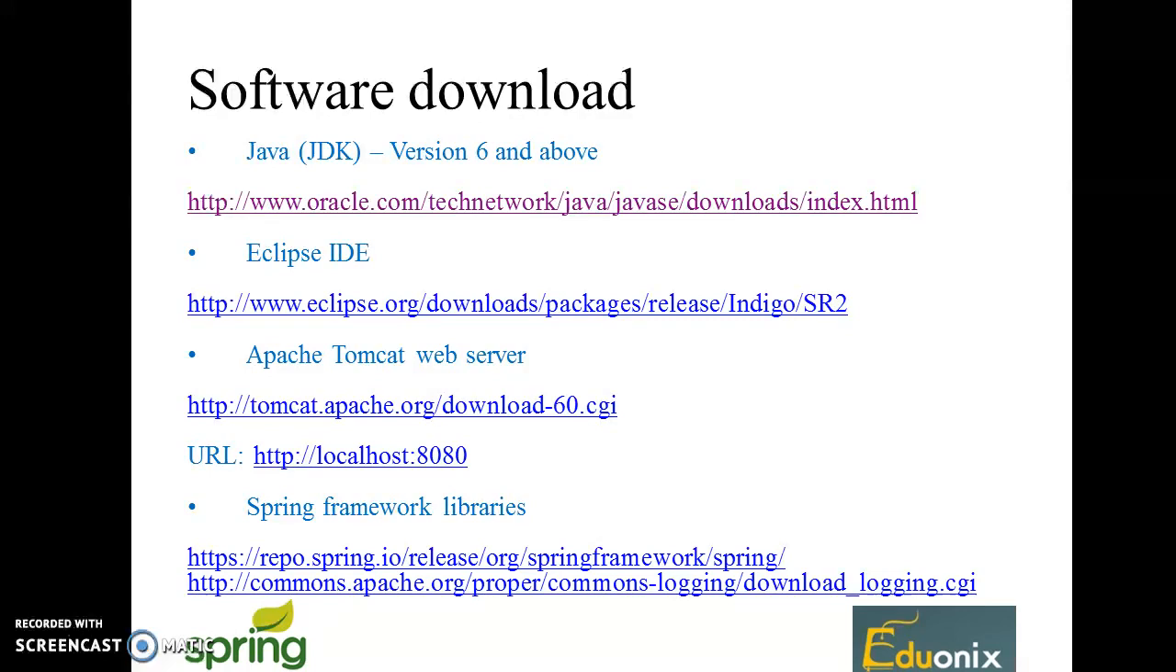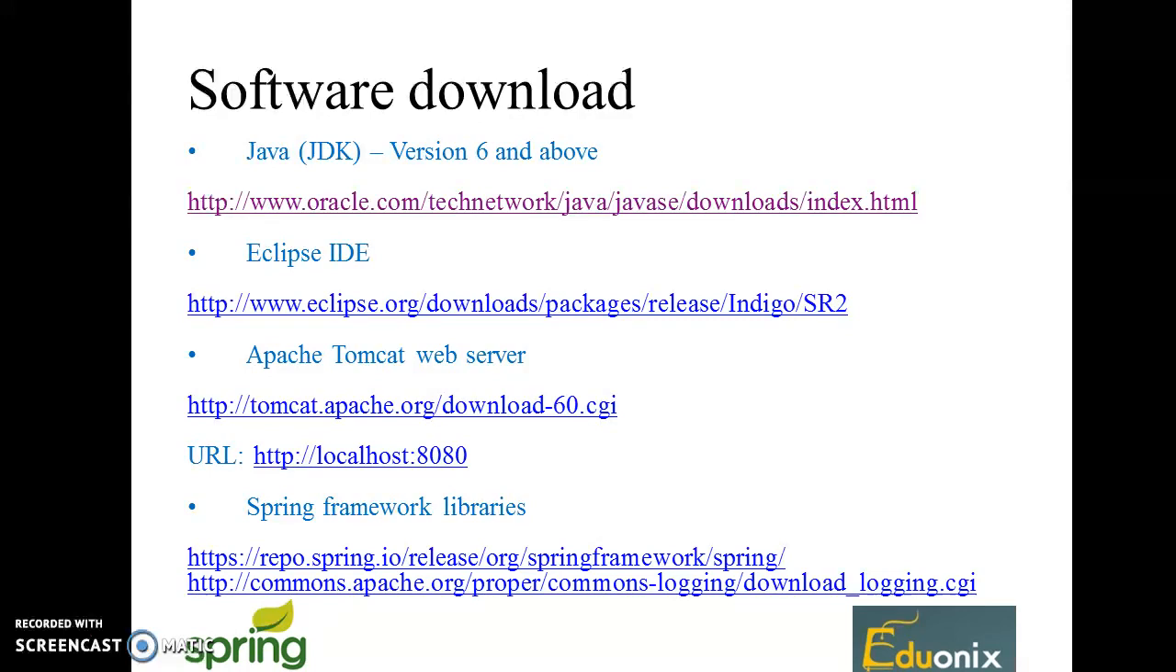The third one is the Apache Tomcat web server. That's basically to run Spring-based applications, which are basically web-based applications. Any other web server or application server will also do. You can use any application server like WebLogic, WebSphere, JBoss, or any other standard application server. But for the time being, in our session, we'll be concentrating on Apache Tomcat.